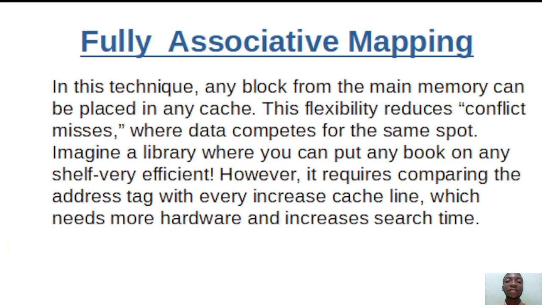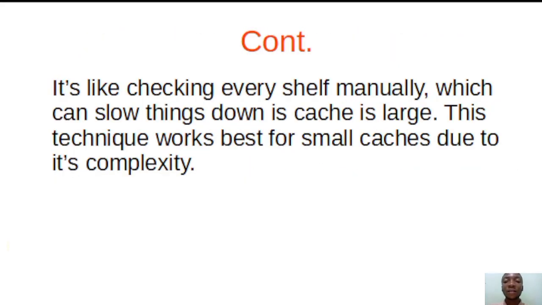But here is the catch. To find the data, the CPU has to check every single cache line, like searching every shelf in the library. That takes more hardware and time, especially if the cache is big. So while it's great for avoiding conflicts, it's best for smaller caches due to its complexity.